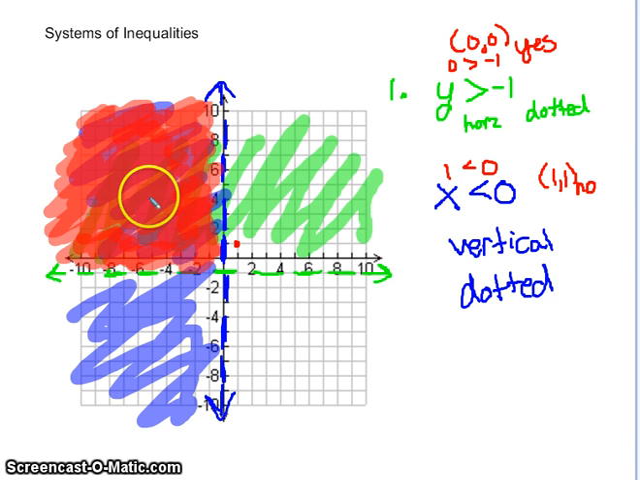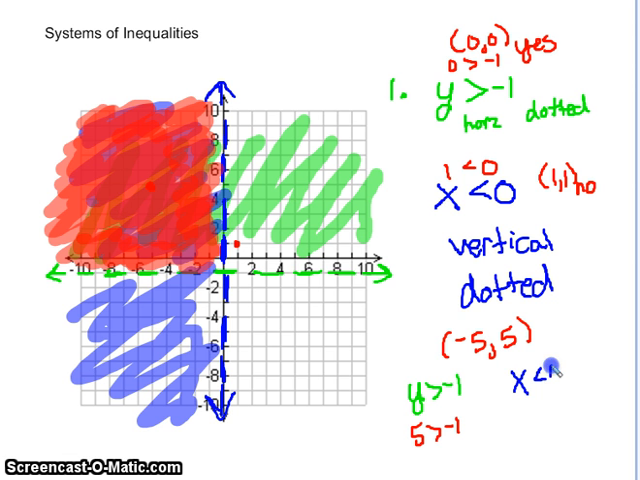we know that we can go to -5, 5. -5, 5 would be right here, right in the middle of it. If I have x equals -5, y equals 5, and I plug into my y is greater than -1, we can automatically see that 5 is greater than -1. And if we plug into our x is less than 0, then we can see that -5 is less than 0. So we are good to go. Hit check. That's our first system of inequalities.